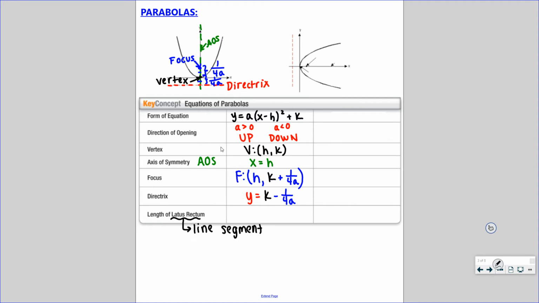Okay. It's the line segment that goes through the focus perpendicular. Do you guys recognize that symbol from geometry? Yep. Perpendicular to the axis of symmetry. So let's draw the latus rectum of this parabola. My axis of symmetry is vertical, so what direction would my perpendicular line be? Straight horizontal. Good. And it goes through the focus, so it'd be this line segment right here. That is my latus rectum.